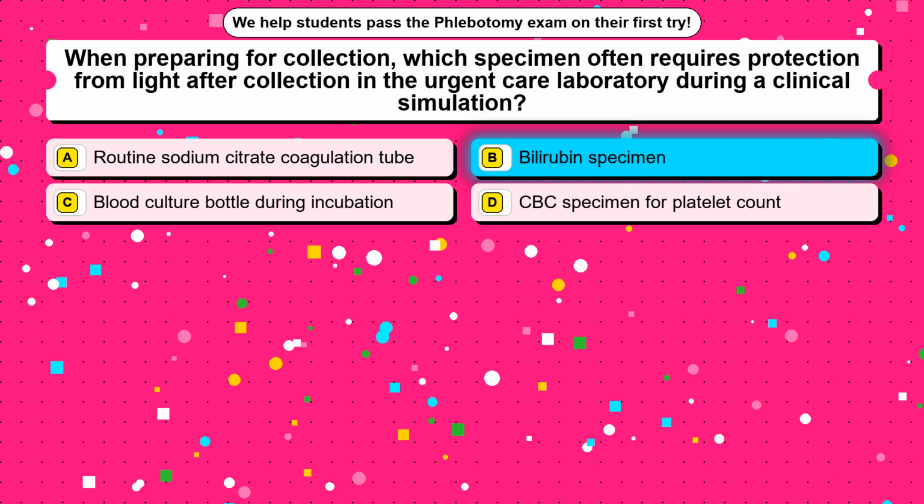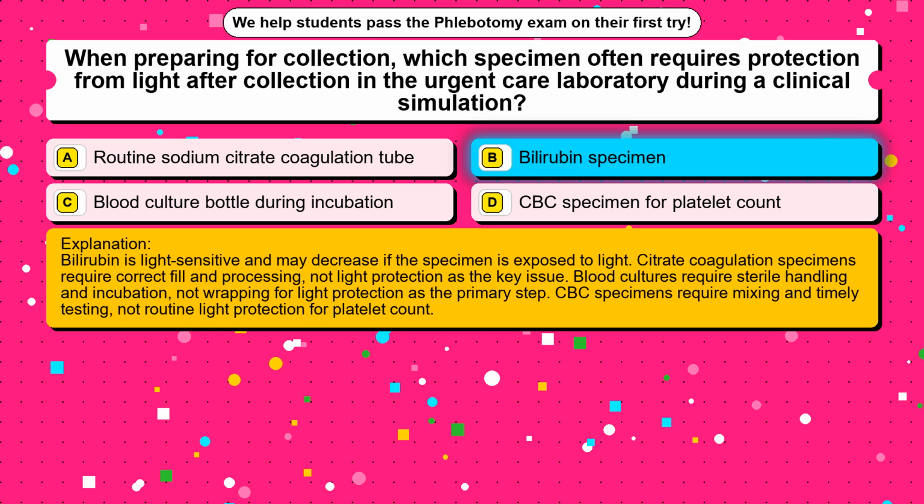The correct answer is option B. Bilirubin specimen. Bilirubin is light sensitive and may decrease if the specimen is exposed to light. Citrate coagulation specimens require correct fill and processing, not light protection as the key issue. Blood cultures require sterile handling and incubation, not wrapping for light protection as the primary step. CBC specimens require mixing and timely testing, not routine light protection for platelet count.